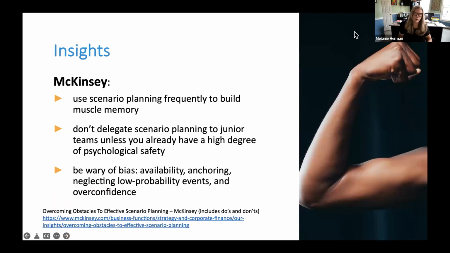Now we're going to talk about some insights on scenario planning, especially from a McKinsey report. It's called Overcoming Obstacles to Effective Scenario Planning. And it includes some effective do's and don'ts, right? Things, reminders, things we should be doing, things we need to be cautious about. One of the reminders that I thought was really helpful in the McKinsey report was this idea of using scenario planning frequently to build muscle memory, right? The idea that we're going to try this out, see how it works, maybe iterate a bit, adapt, and then try it again, but not wait until 5 years have passed or 10 years have passed and we've all forgotten how this exercise went.